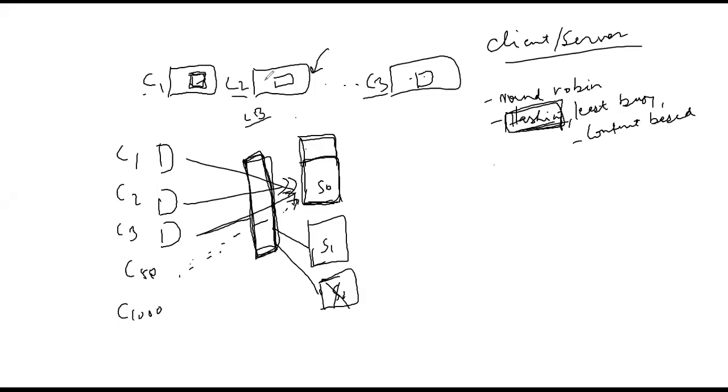So for request 0, I can map to server 0 maybe. We have S0, S1, S2. For request 1, I can map it to 1. For 2, let's map it to 2. And when 3 comes, where should I map? We can use modulo, like 3 modulo, yeah, map it to 0.